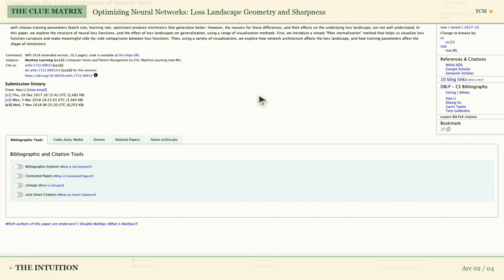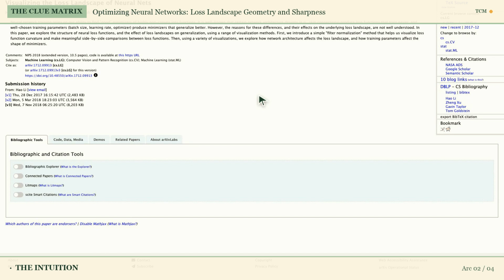I see. So if we only focus on getting the training loss as low as possible, we might end up in a sharp minimum that looks good on the training data, but performs poorly on new, unseen data. Exactly. A sharp minimum means the model is highly sensitive to small perturbations. If the test data is slightly different from the training data, performance drops significantly, indicating poor generalization.